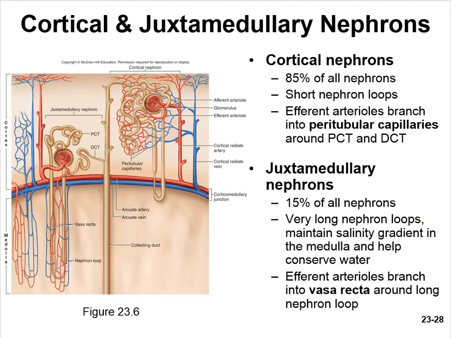The cortical nephrons make up about 85% of all nephrons, with short loops, and the efferent arterioles branch into peritubular capillaries around the PCT and DCT. Remember, the juxtamedullary nephrons are the ones with the long nephron loops that go down into the medulla. That's 15% of all nephrons. Those long nephron loops maintain a salinity gradient in the medulla and help us conserve water. And the efferent arterioles branch into the vasa recta instead of the peritubular capillaries.